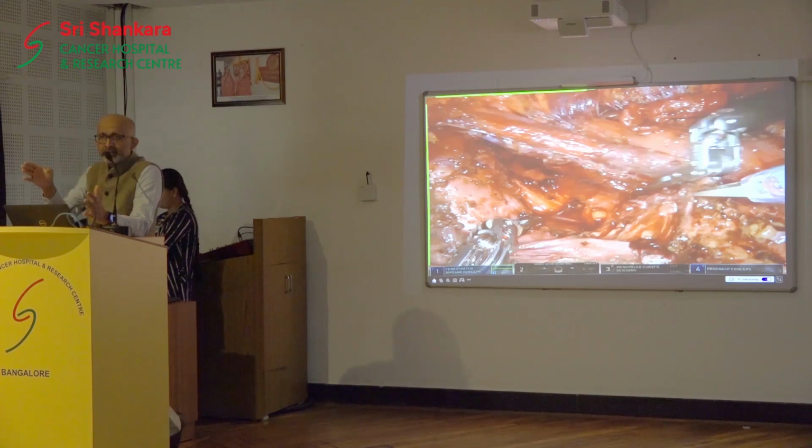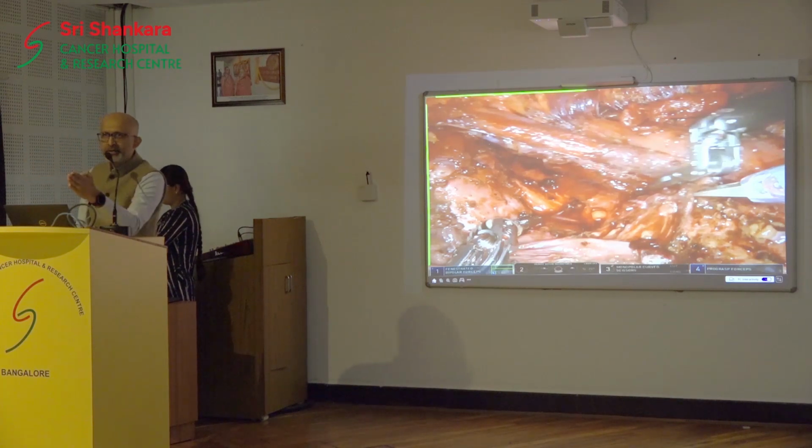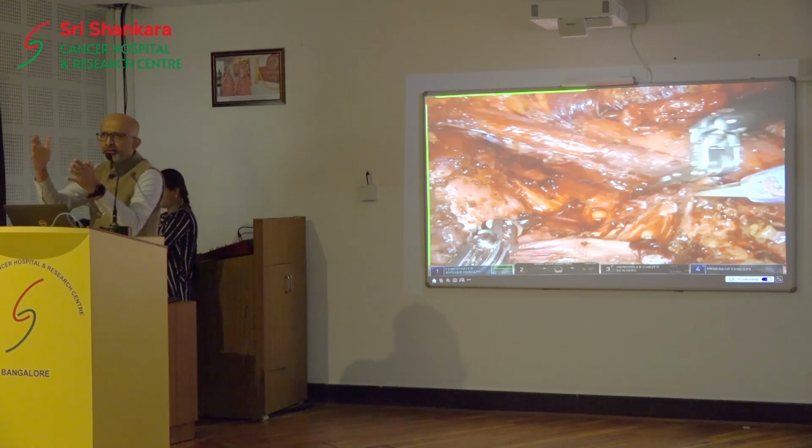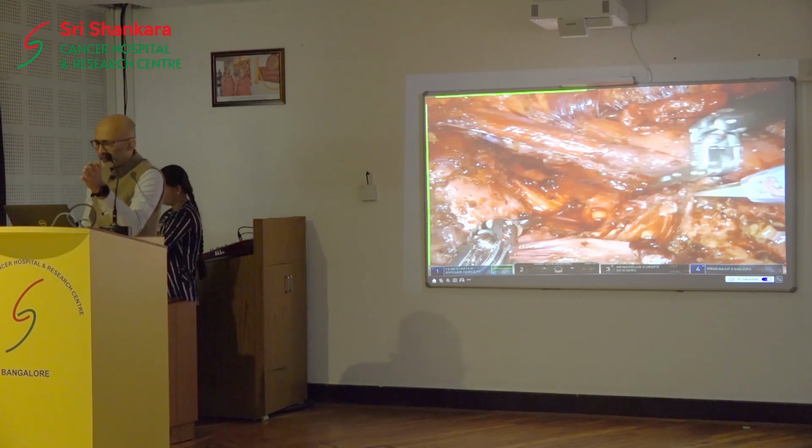There is a differential lighting up also, but the best way to do it is you compress the thyroid well, so the vascularity of the thyroid gland is reduced. So only parathyroids will light up. Lymph nodes will take time because lymph nodes are not so vascular. So parathyroid is the first structure to light up once you compress the thyroid gland and give indocyanine green.